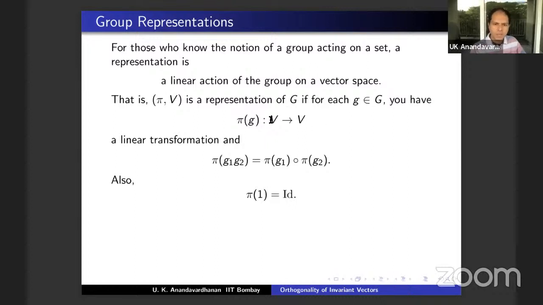Okay, so once you fix a basis, this is exactly our earlier definition. If V is n-dimensional, then π(g) will be an element in GL_n(C) if you fix a basis of V. If you fix another basis, it will be something conjugate. Okay, so this is what a representation is.